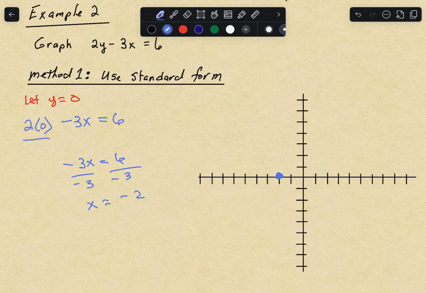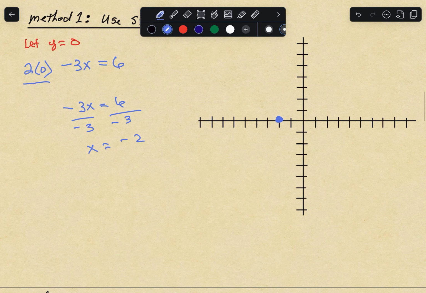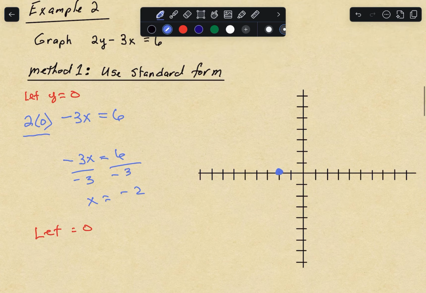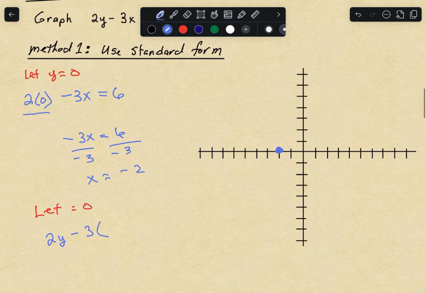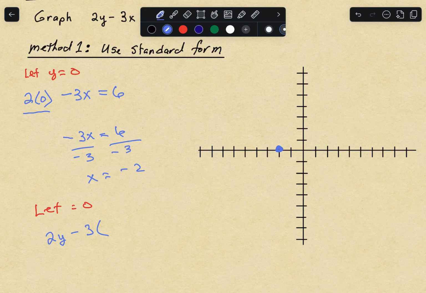Okay. Now, next, now that I know the point when y equals 0, let's find out when x equals 0. We're going to say let x equal 0. Now, in this case, the equation is 2y minus 3x, but x equals 0. We're letting x equal 0. Excuse me.